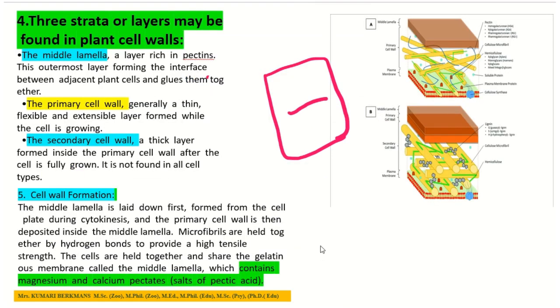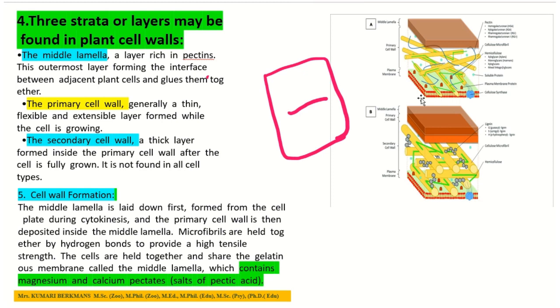There are 3 layers which may be found in the plant cell wall. The primary cell wall is flexible or extensible, and this layer is formed when the cell is growing. And the secondary cell wall is a very thick layer. This forms when the cell matures; the primary wall becomes very hard and it makes the secondary cell wall.